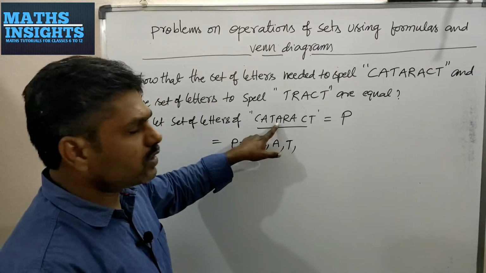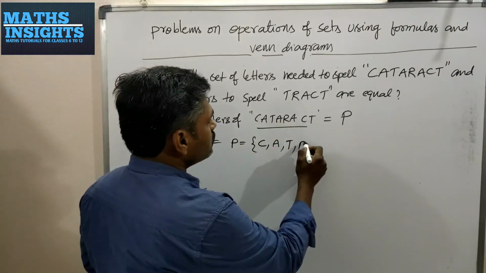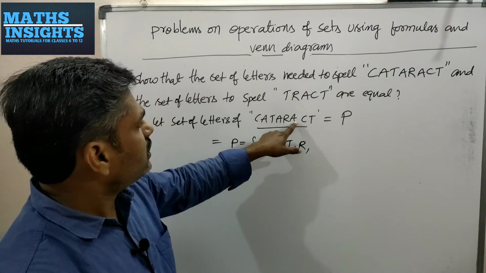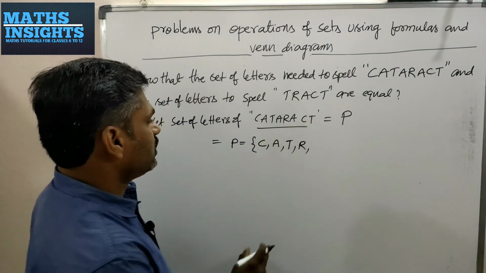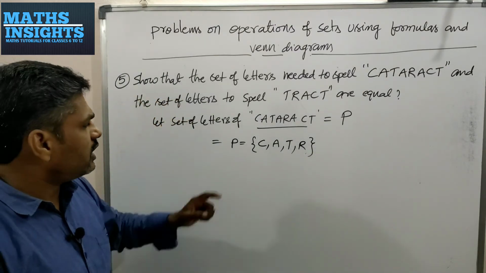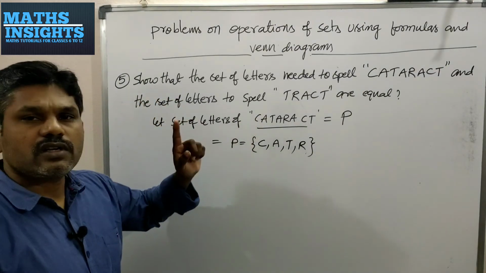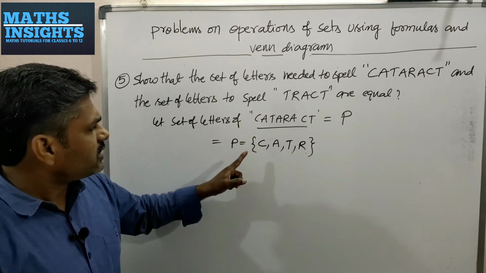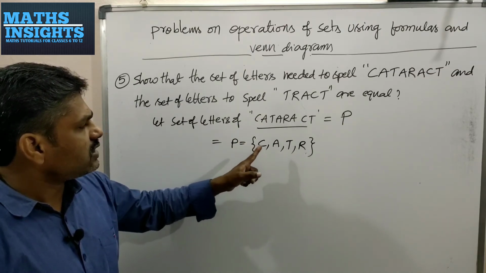A is over, R is only once, so you have to write A once, C once, T once. So these are the elements which are needed to write the set, that is P is equal to {C, A, T, R}.